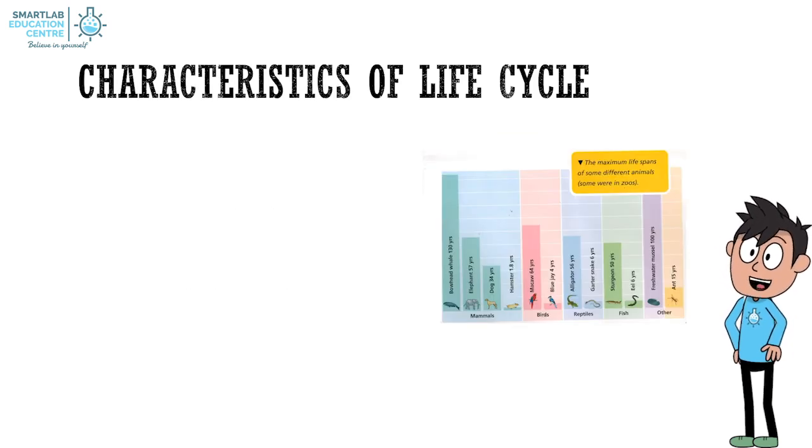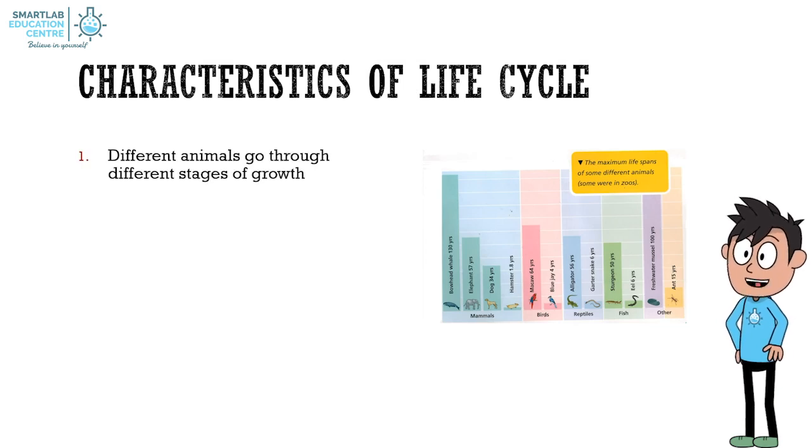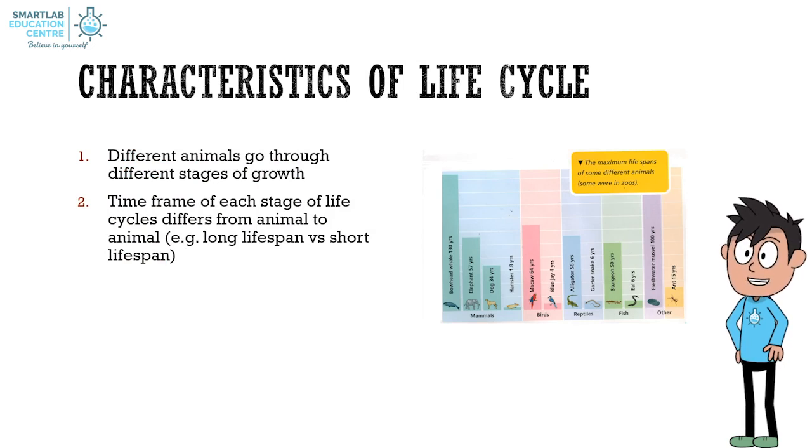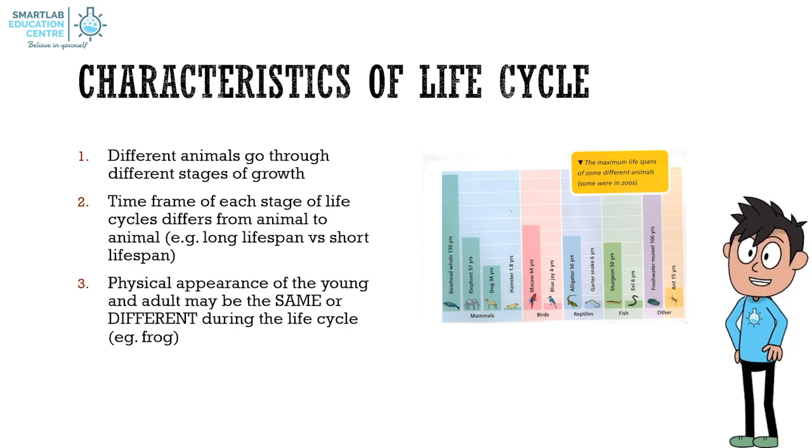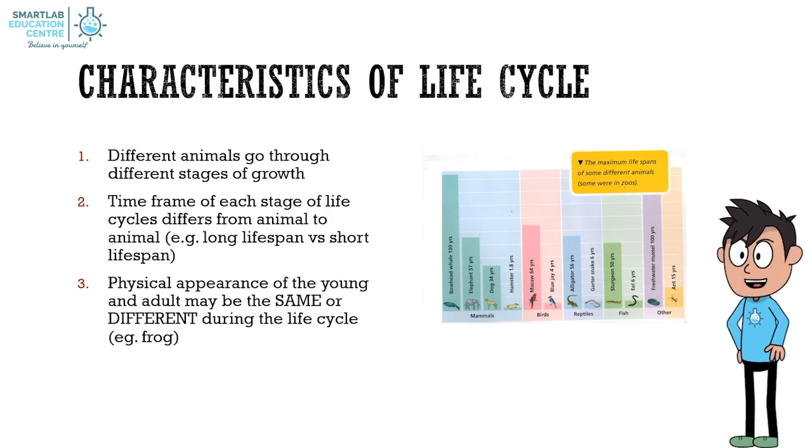Characteristics of the animal life cycle. Different animals go through different stages of growth. The time frame of each stage of the life cycle differs from animal to animal, for example, long lifespans versus short lifespans. The physical appearance of the young and adult may be the same or different during the life cycle, for example, the frog.